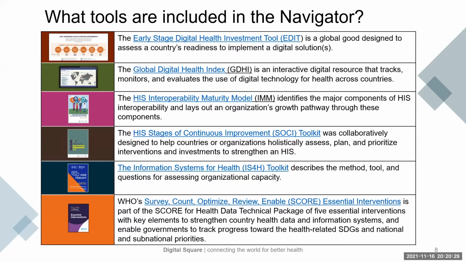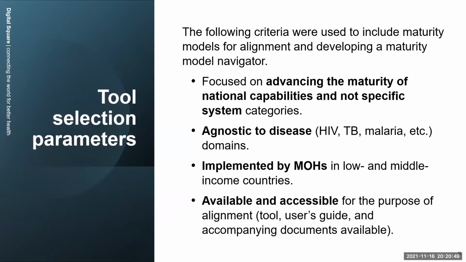Now, the WHO SCORE package has a number of tools included in the package, but we're not talking about those tools. We're talking about the Essential Interventions document, which describes how the survey, count, optimize, review, and enable capabilities are improving and how they're being measured. It's similar to a maturity framework, so that's the one that is included here.